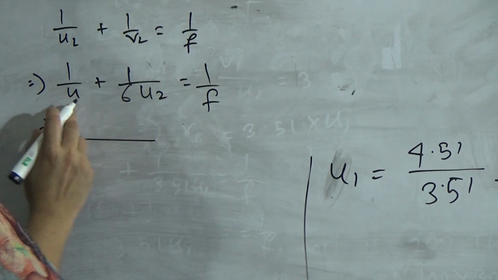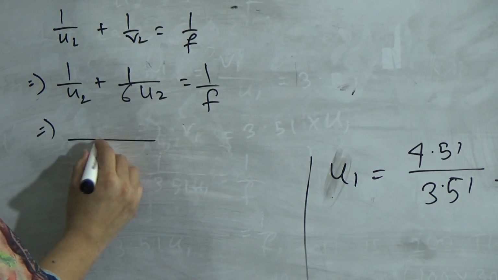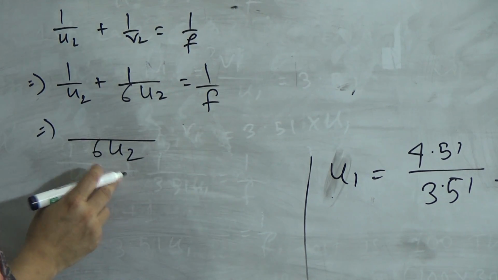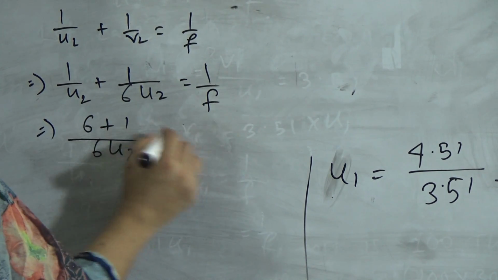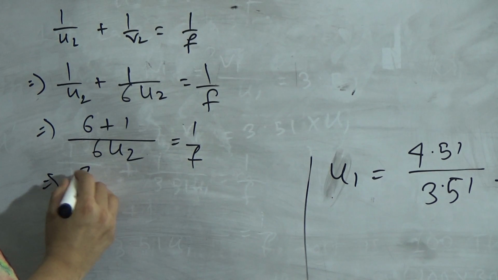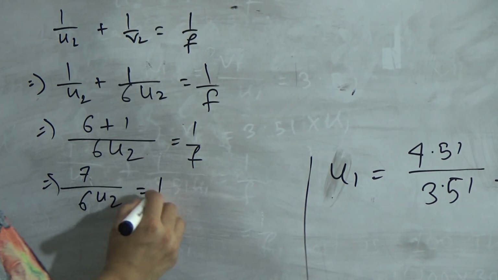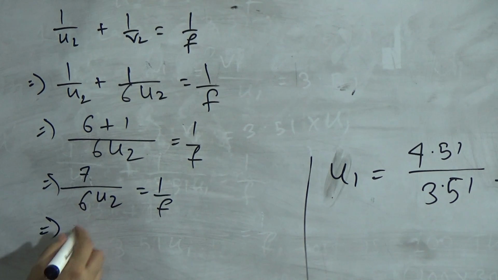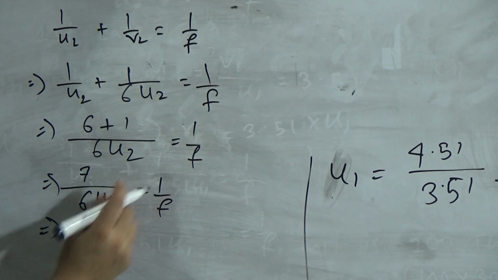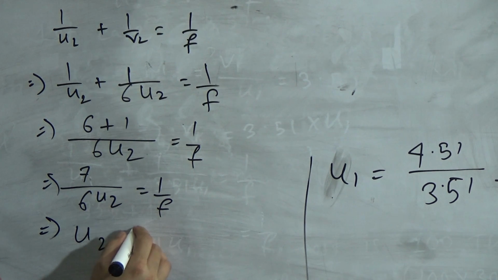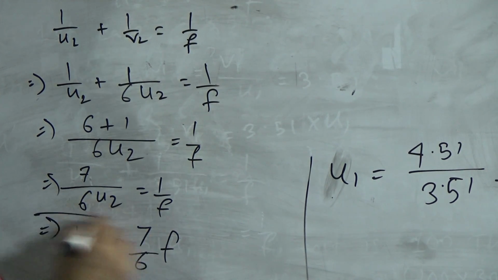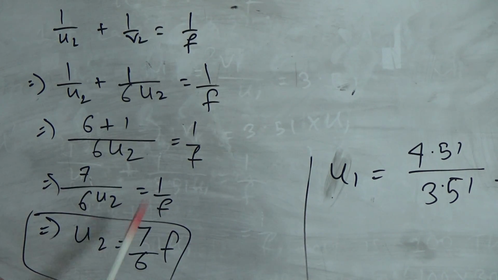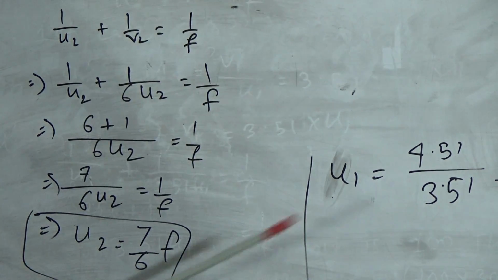So take the LCM of u2 and 6 u2, that means 6 u2. So divide: 6 u2 divided by u2 means it will be 6 plus 1. So 7 divided by 6 u2 equals 1 divided by f. Now do the cross multiplication, and then we find the value of u2. So we can write u2 equals 7 divided by 6 into f. Okay, this is the value of u2. Here is the value of u2 and here the value of u1. Now we have to find u2 divided by u1.